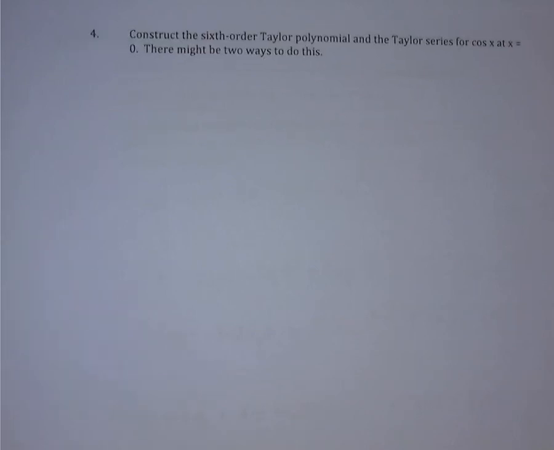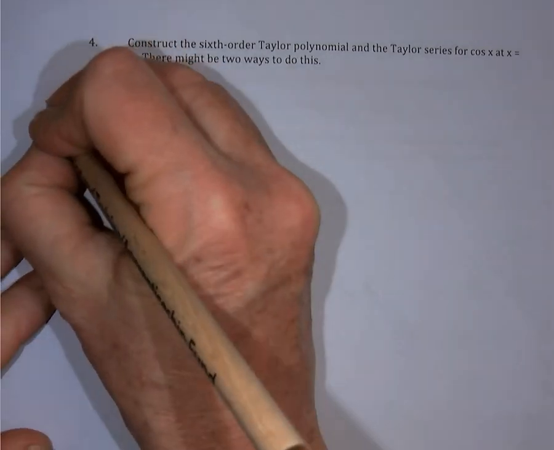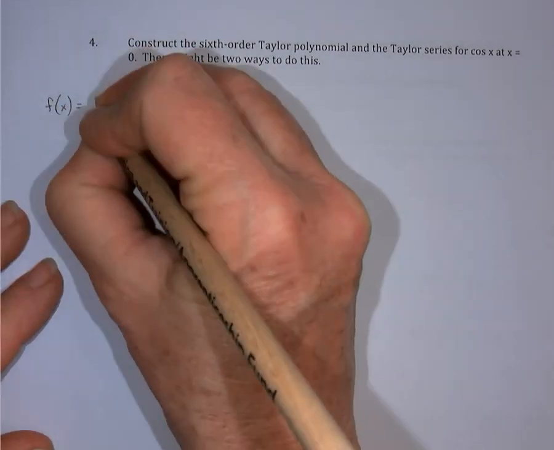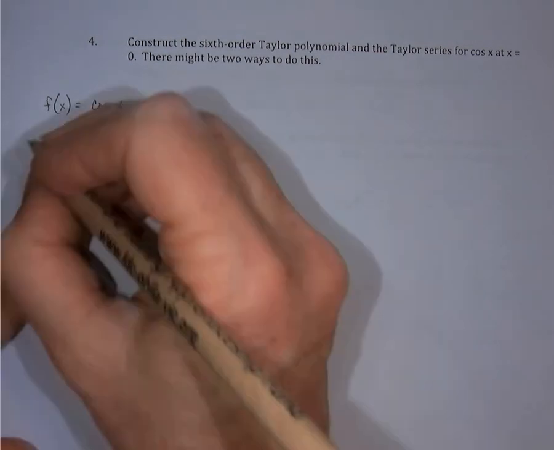And finally, problem 4. Construct the sixth order Taylor polynomial and the Taylor series for cosine x. So our function is cosine x. And we are going to need to take 6 derivatives, so let's get started.